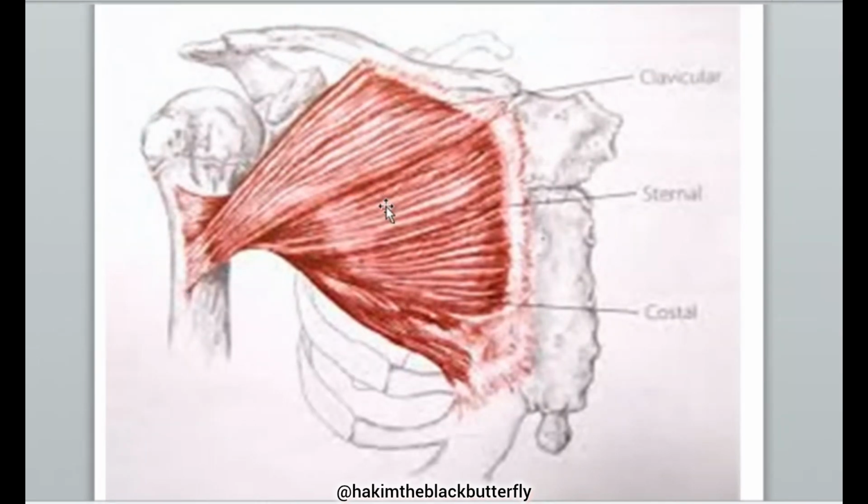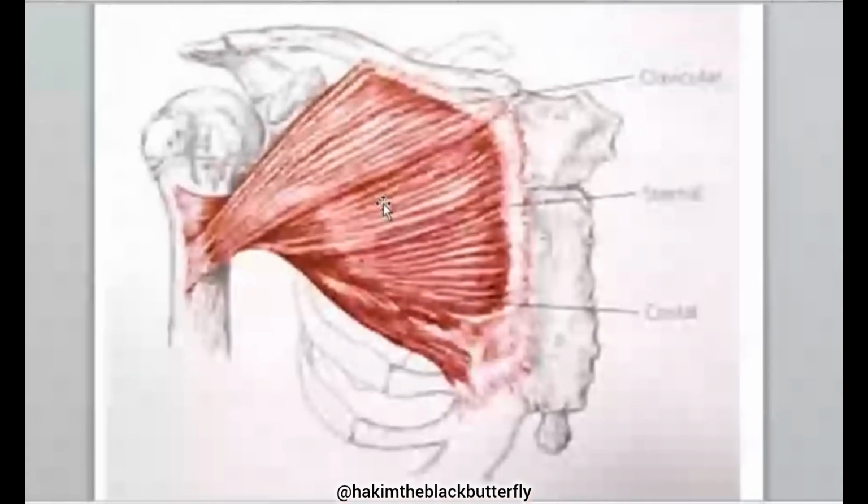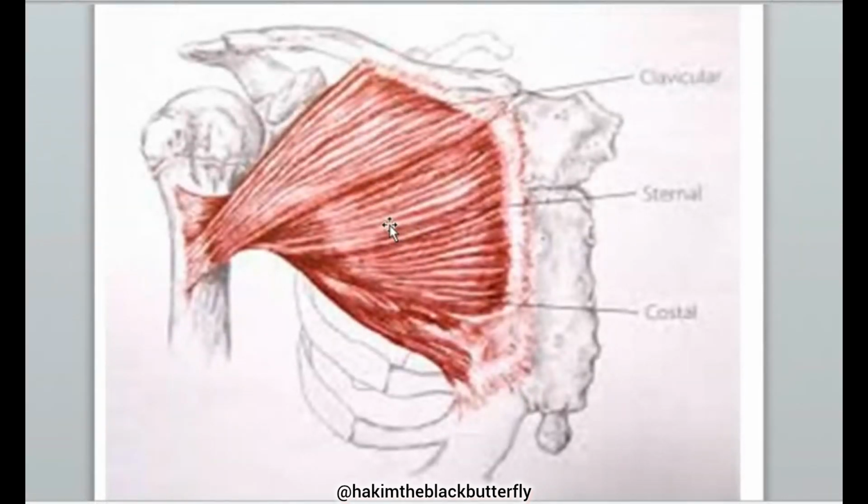Pectoralis major. What is its nerve supply? This muscle known as pectoralis major is supplied by two nerves. The first nerve is known as the medial pectoral nerve, and then the other nerve is known as the lateral pectoral nerve. Those are the two nerves which supply this muscle, because you know that nerves stimulate the muscle to contract. So which nerves stimulate this muscle to contract so that it can perform its function? The medial pectoral nerve and the lateral pectoral nerve.